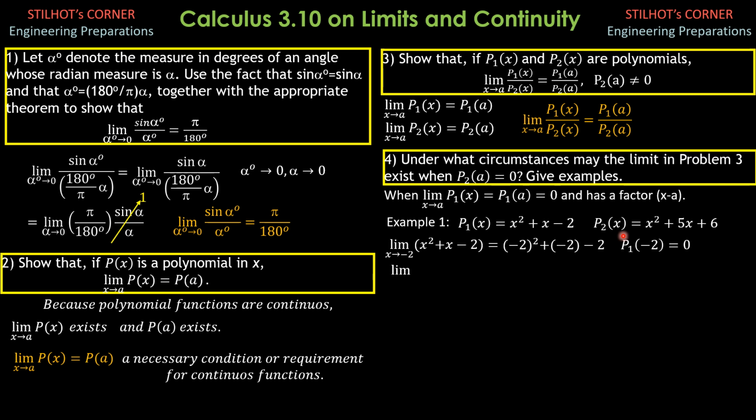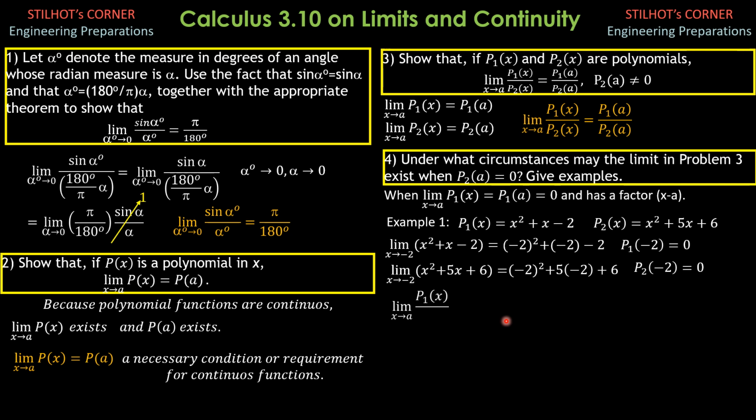For the second, x squared plus 5x plus 6, as x approaches negative 2, it's also approaching 0 because we have negative 2 squared plus 5 times negative 2 plus 6. So 4 minus 10 is negative 6, plus 6 is 0. So p2 of negative 2 is 0. Still, the limit exists, and let's factor the numerator as well as the denominator.